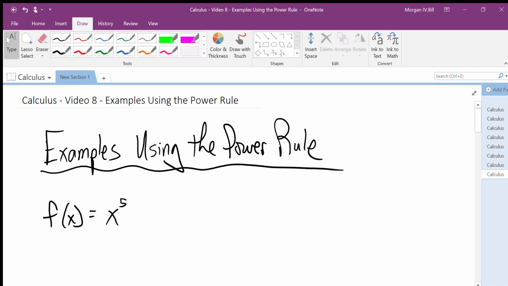Calculus Video 8, Examples using the power rule. Alright, so let's recall the power rule says that if I have a function f of x equal to x to the n, the derivative of that function is n times x to the n minus 1. That is the power rule.